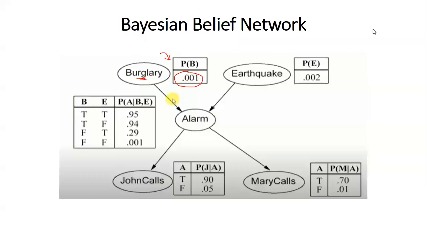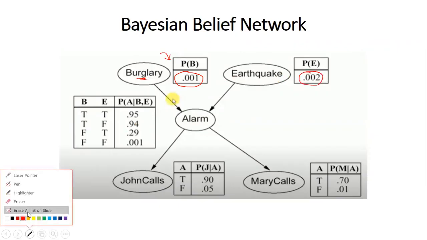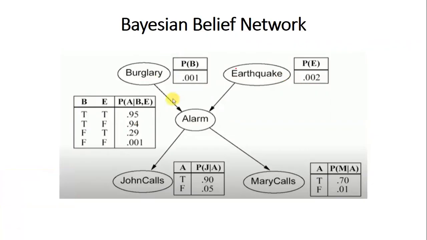The probability of occurrence of burglary is given as 0.001, and the probability of occurrence of earthquake is given as 0.002. Now, the alarm will ring whenever there is a burglary or an earthquake. These two events can either happen simultaneously, or one may happen, or both of them may not happen.